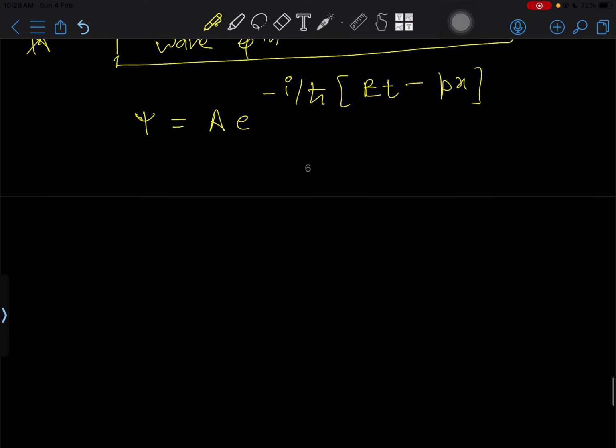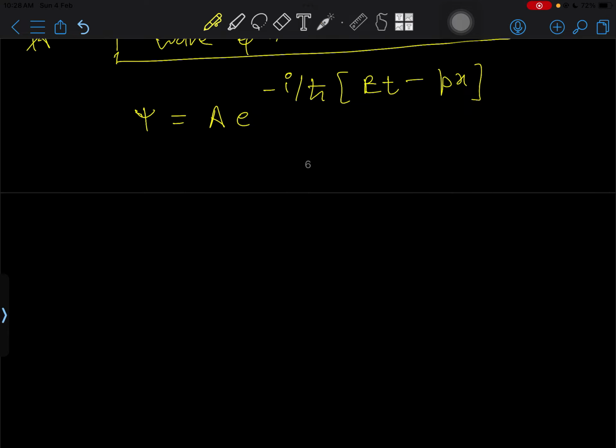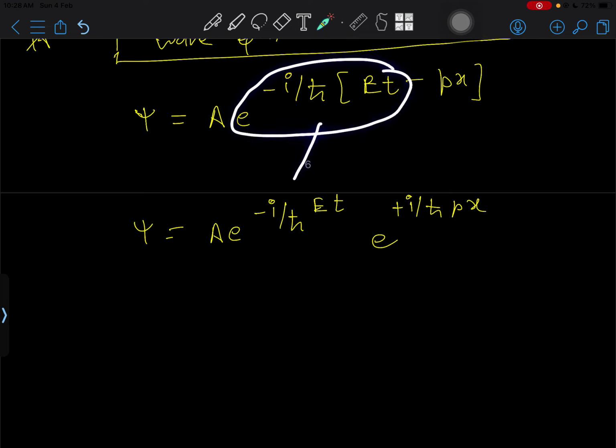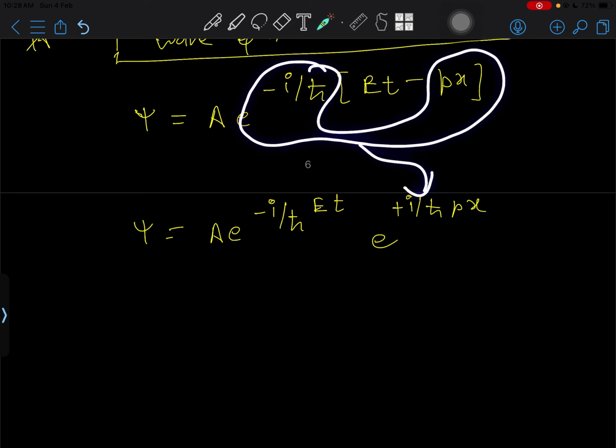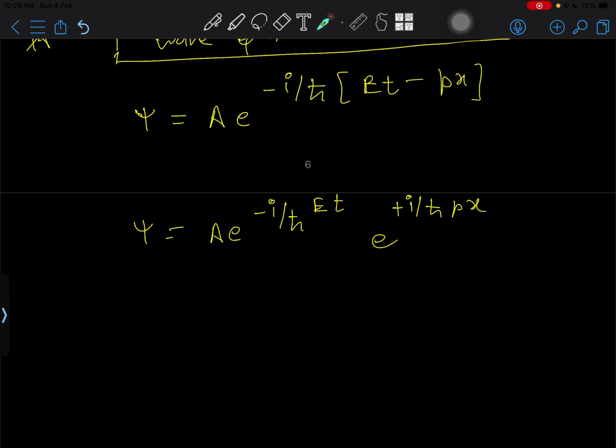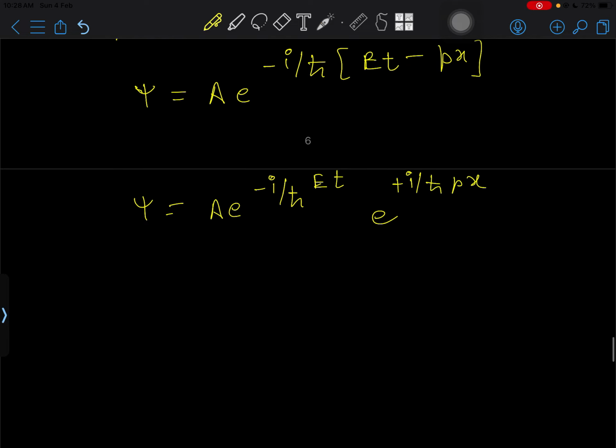So what we will do, we will write it as A e to the power minus i upon h cut Et and e to the power i over h cut into px. Here minus and minus gives a plus sign. What we have done is we have considered this as one part and this as another part. So we need to transform it in a way that the factor of time is neglected.